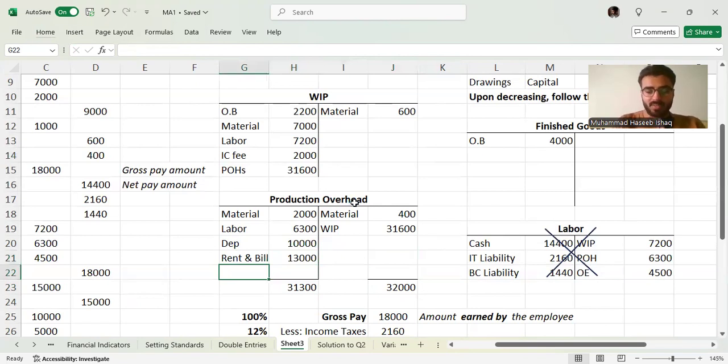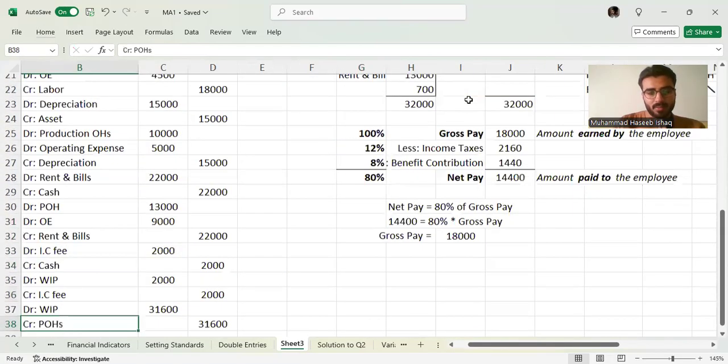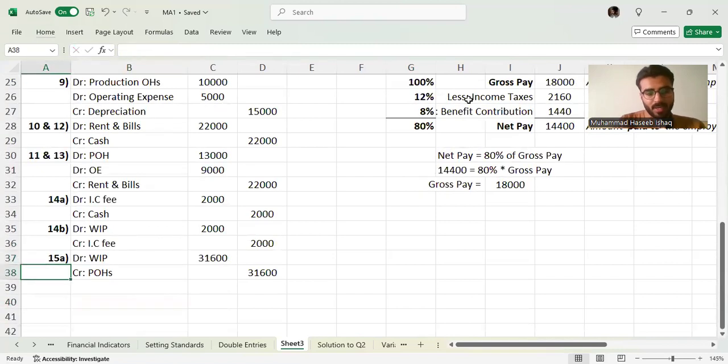Now you have to remember that whenever the balance comes on the debit side of the production overhead, then it is over absorption. So we have to write 600 here, right? No, 700. So we have to debit the production overhead by 700. In what case is the production overhead debited? In the case of over absorption. So the double entry would be debiting. You can write this as 15A and this as 15B, the next part of this transaction.